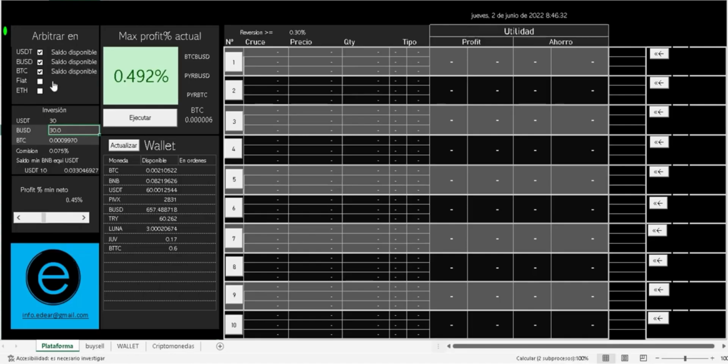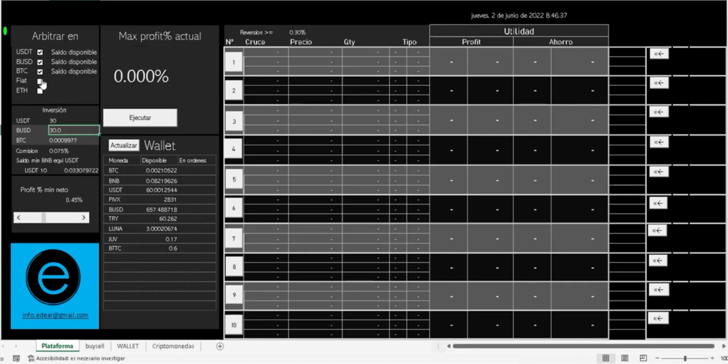we go to the question of what currency you want to accumulate, which can be BUSD, USDT, or Bitcoin. These three are the main ones.